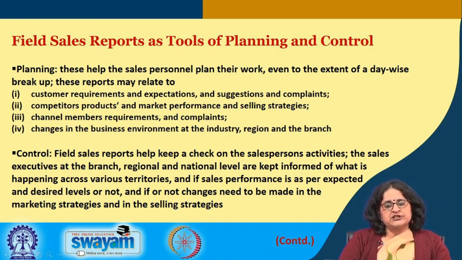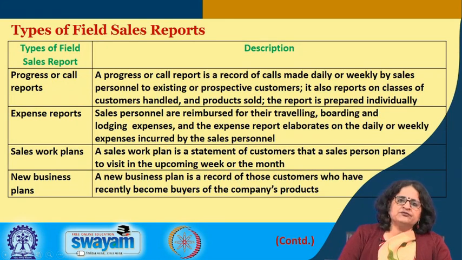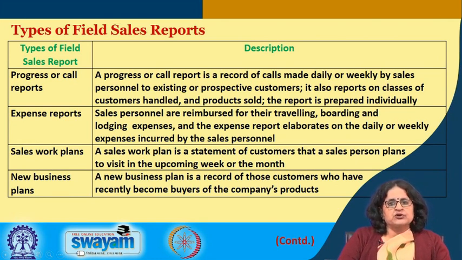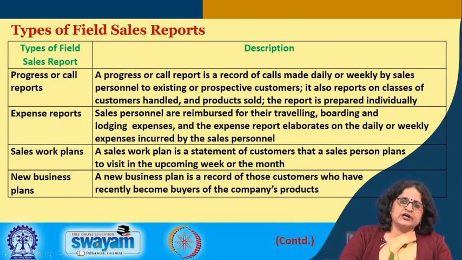Now, what are the different kinds of field sales reports? We will discuss a few of these with a description. So first is a progress or a call report. Now this is again a very important and a very common report which is generated. It is very useful, and it is regarded as the most important and widely generated report, which is the progress or the call report.